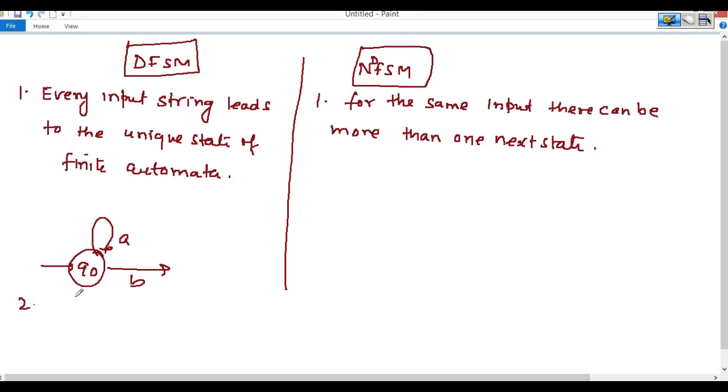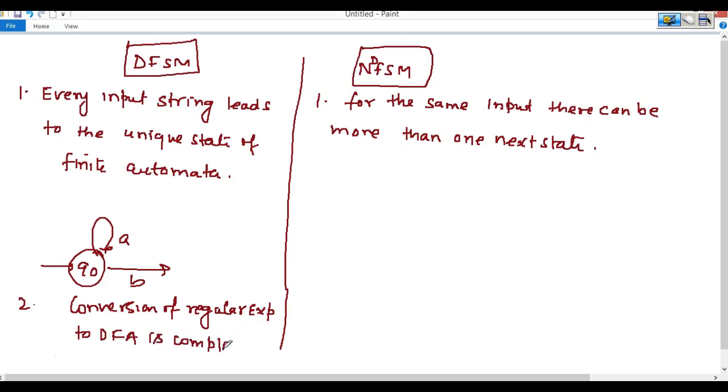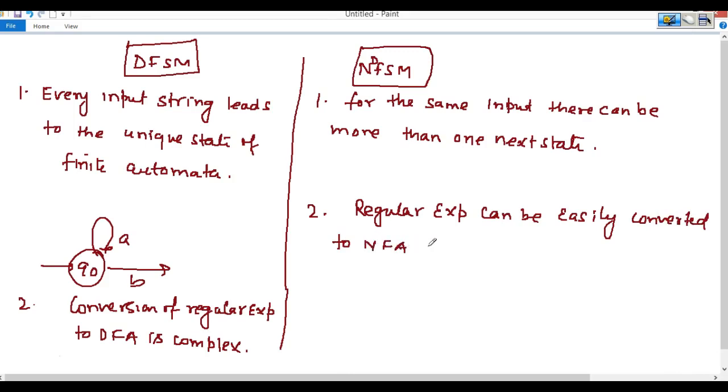Second difference, you can write it here: conversion of regular expressions, which we will study in the next modules. Conversion of a regular expression to a DFA is complex, but here a regular expression can be easily converted to an NFA using Thompson's construction. This is another method we will study in the next units. This is the main difference between the NFA and DFA.